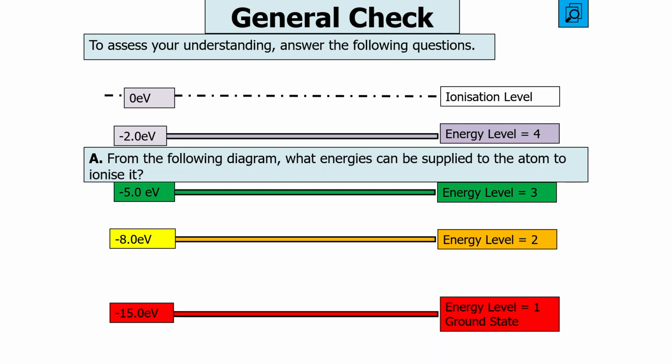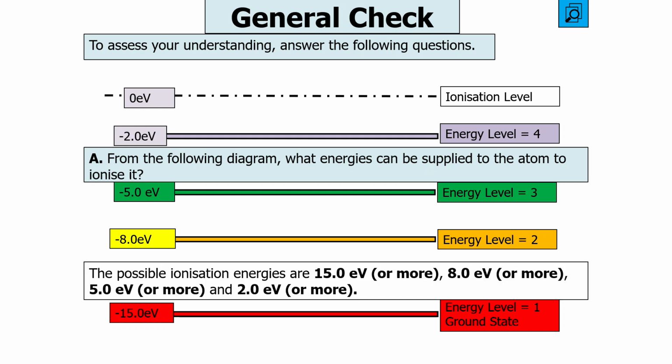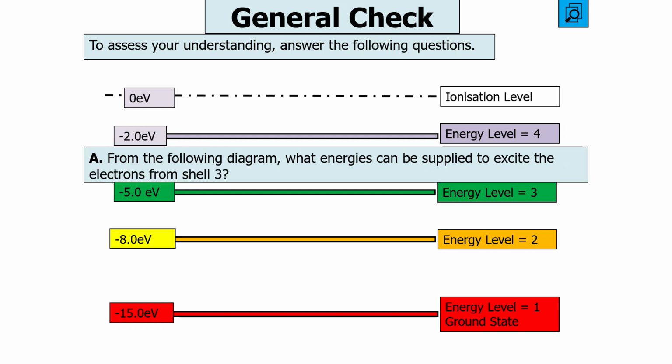From the following diagram, what energies can be supplied to the atom to ionize it? So, pause the video now, then unpause the video when you want to go through your answer. The possible ionization energies are 15 eV or more, 8 eV or more, 5 eV or more, or 2 eV or more.